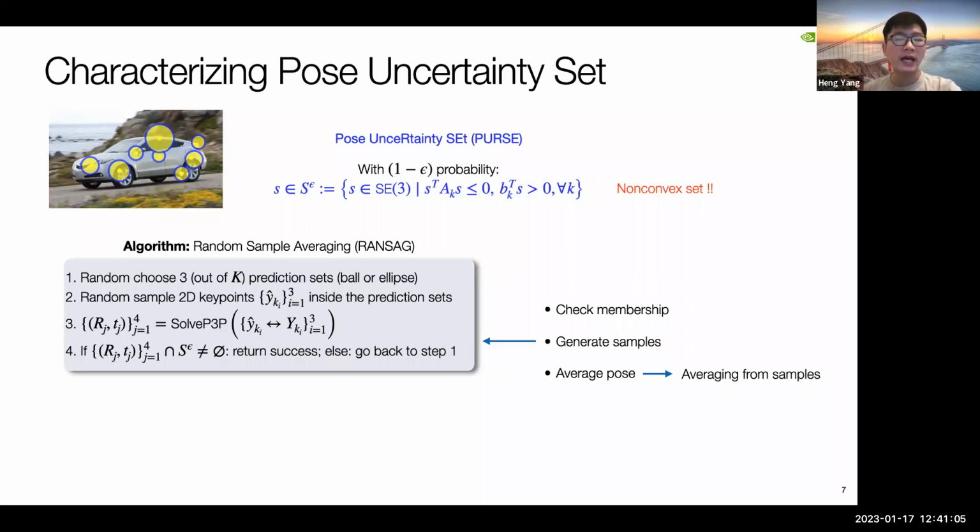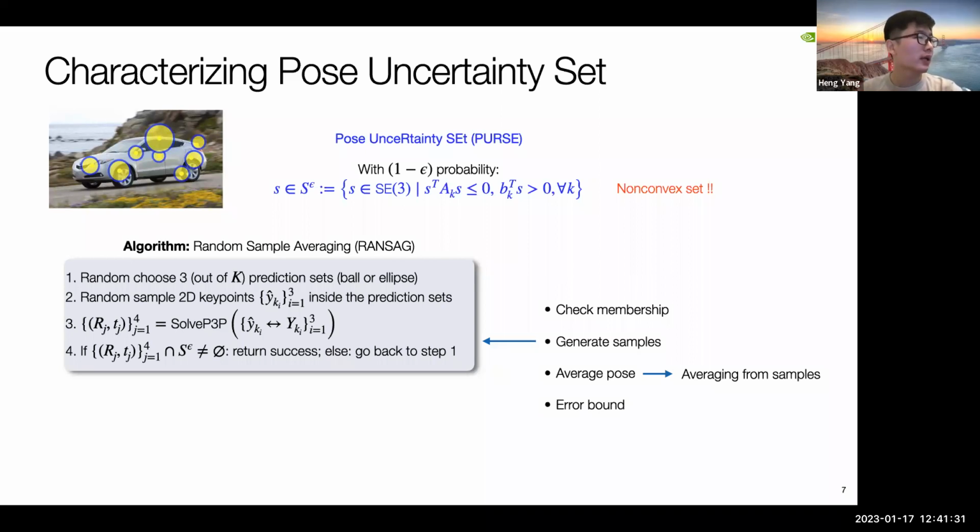But again, recall that the fundamental goal here is to get some type of error bound from any pose estimate to my ground truth, right? So the last thing that we're interested in is, can we actually derive some error bound from my average pose to the ground truth pose? Quick question: do you know that this purse set is connected? No, we don't know. It's non-convex.